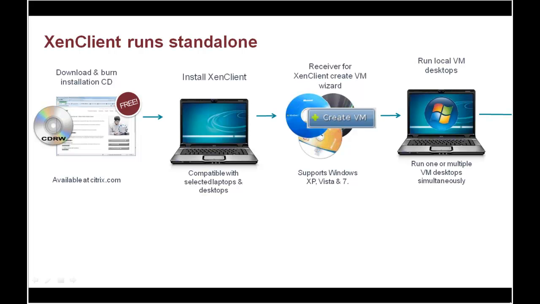You can stick in your Windows 7 CD and tell us how much memory you want, disk space, and all of that, and it'll actually allow you to install Windows. And it looks and feels just like a regular machine at that point. But now you have the flexibility of running multiple virtual machines.